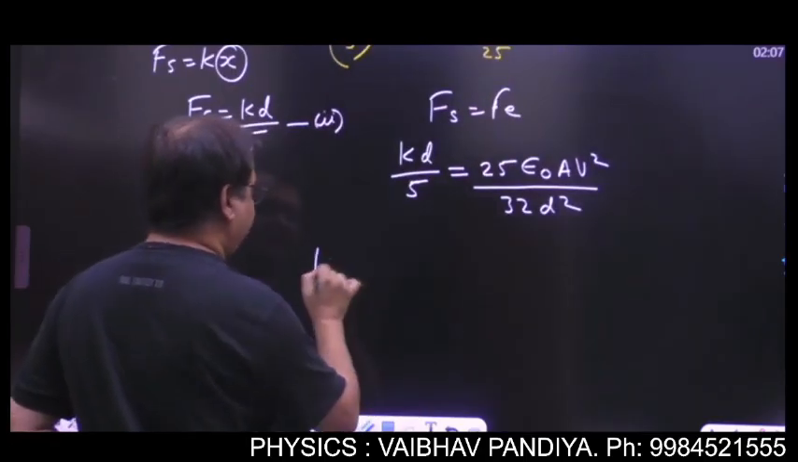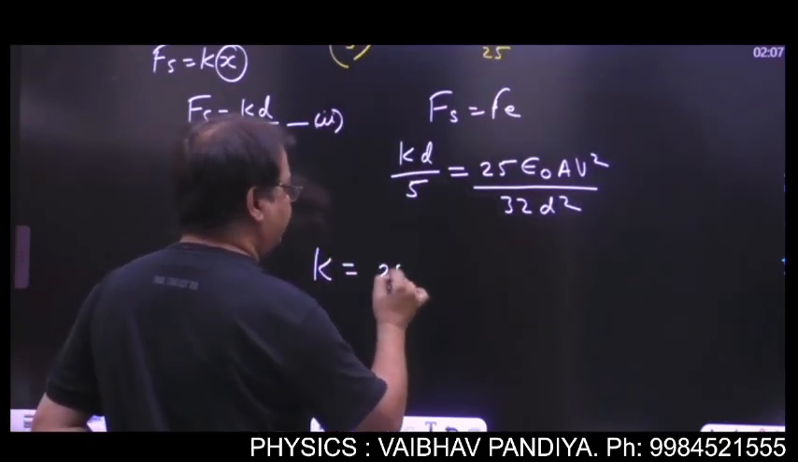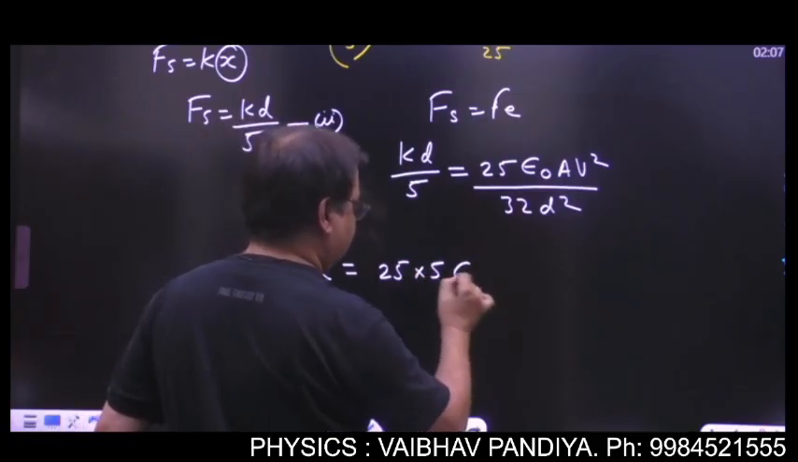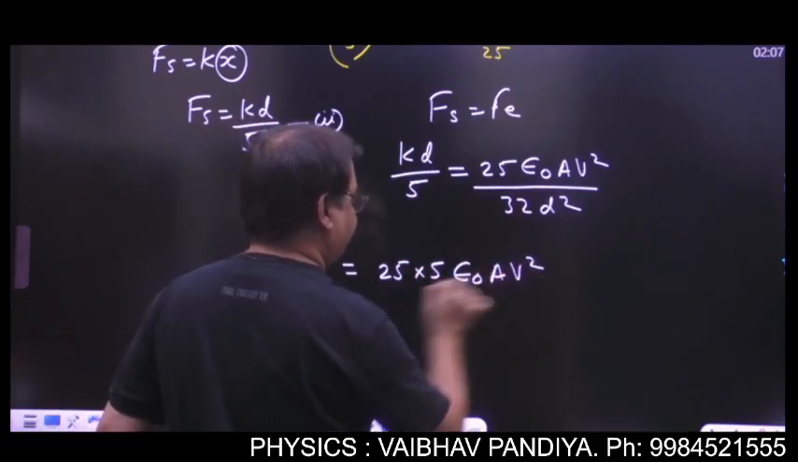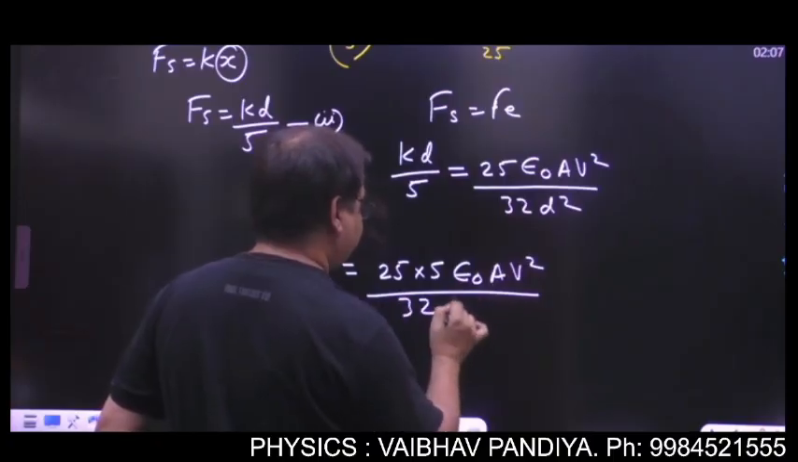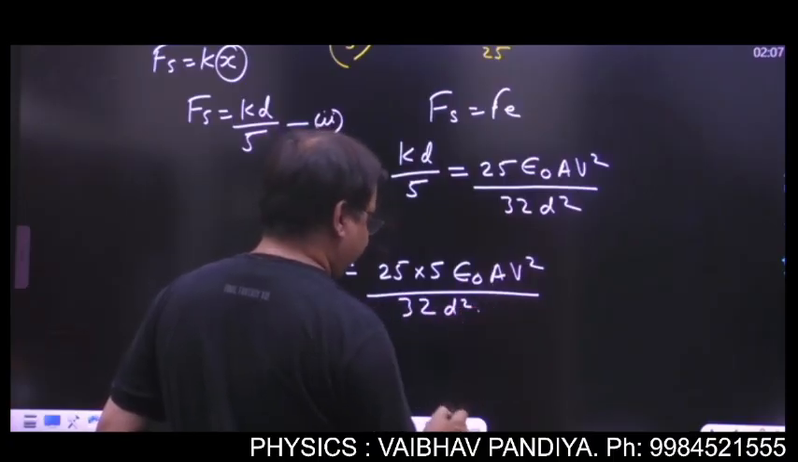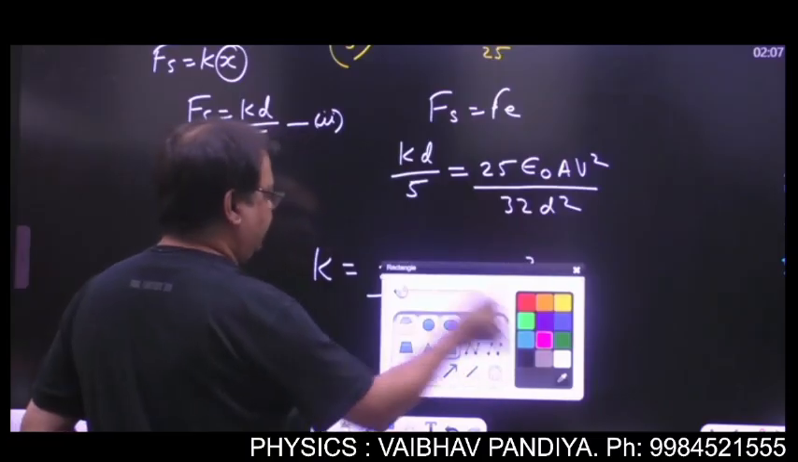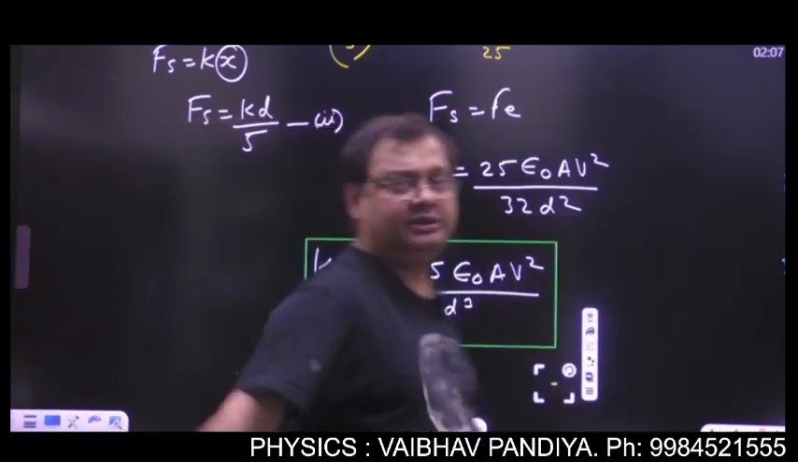Now simply we have to apply the basic maths. So we'll get 25 into 5 into epsilon naught A V square by 32 d square multiplied by d, that makes d cube. That is the answer for the value of K. This comes to be the spring constant.